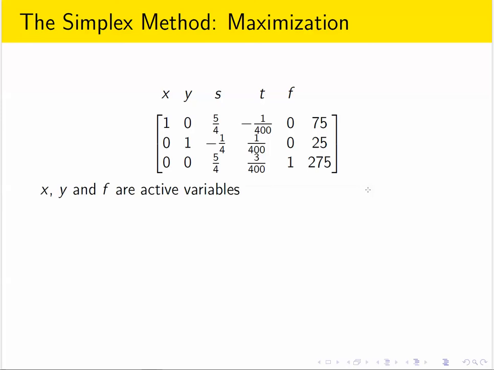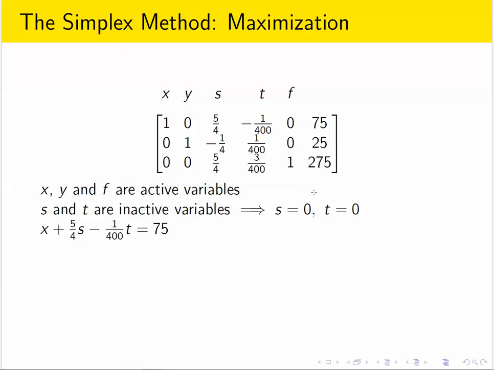We identify the active variables. Those are the variables that come from columns where there's only one entry that's not 0. The other columns give us the inactive variables. And remember, as soon as we know a variable is inactive, we know that its value is 0 in the final answer.